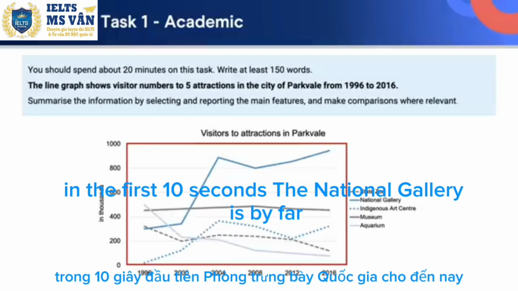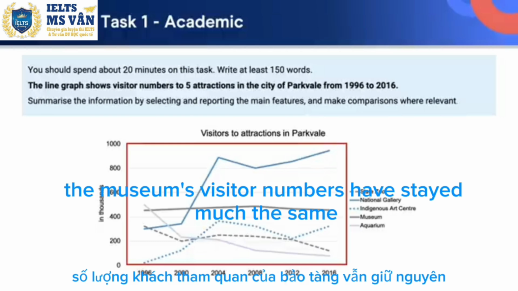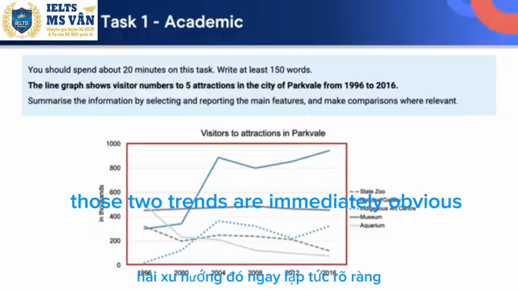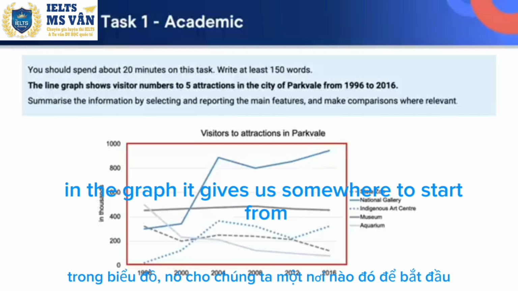The National Gallery is by far the most popular attraction for most of the period. The museum's visitor numbers have stayed much the same. Those two trends are immediately obvious and are enough for our first impression of the data in the graph. It gives us somewhere to start from.